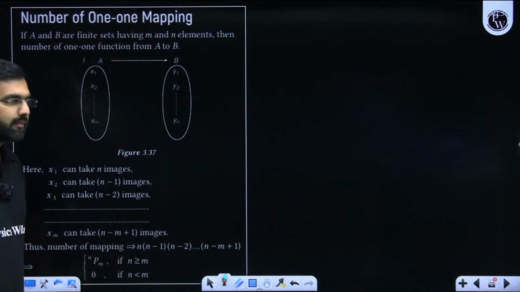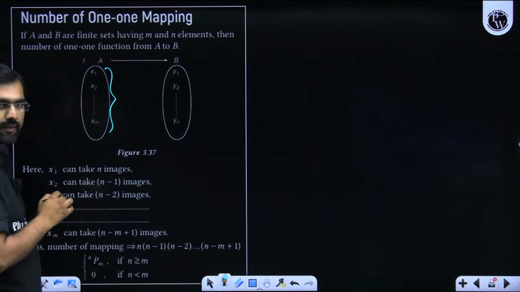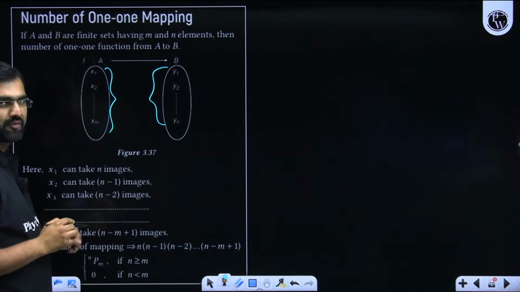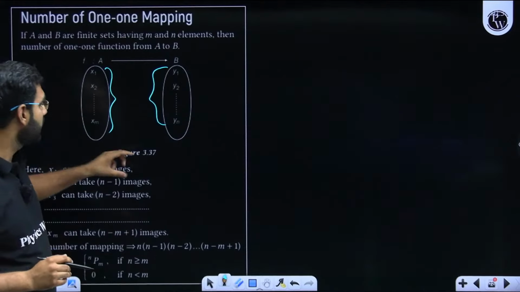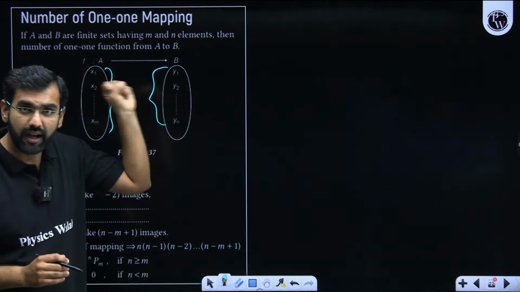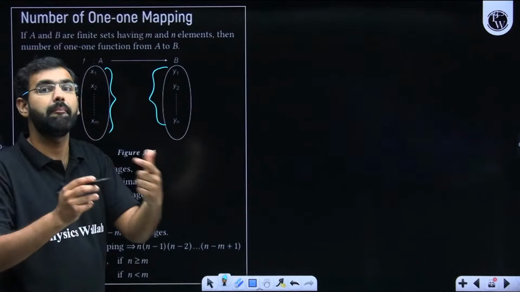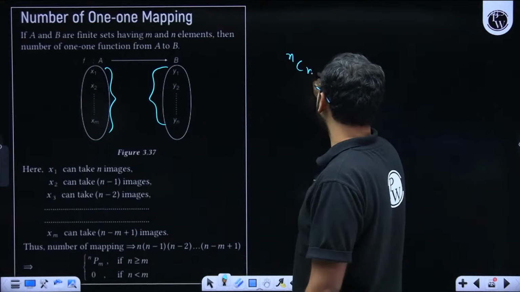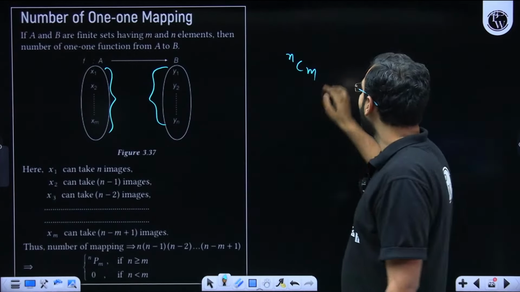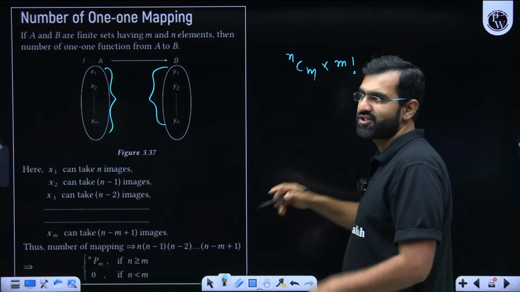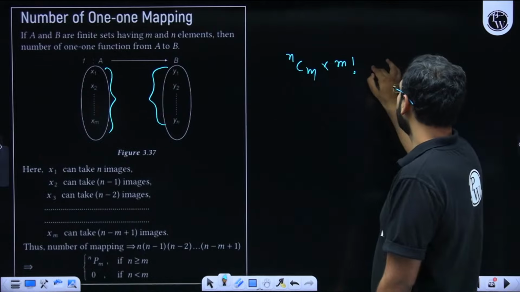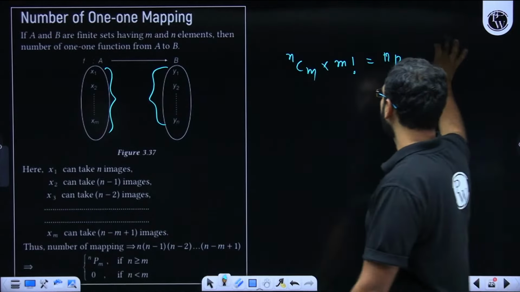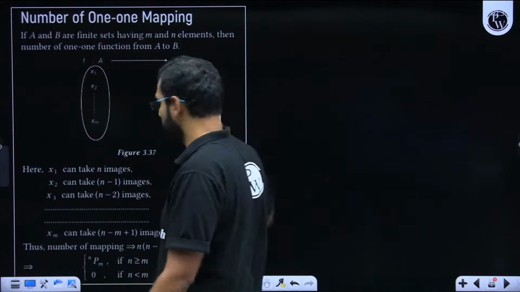So what is nPm? Sorry, these are m observations. For these m observations, out of these n observations, I'll choose m observations and I'll map them. So first of all, out of n observations, m observations can be chosen in nCm ways, and then those can be arranged among themselves in m factorial ways. That is nothing but nPm only. Everybody got that? You need not remember this formula. You must have understood the logical approach.